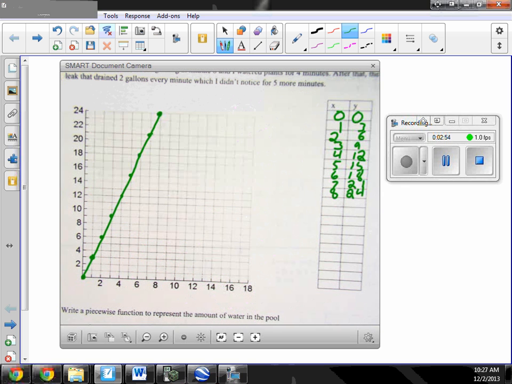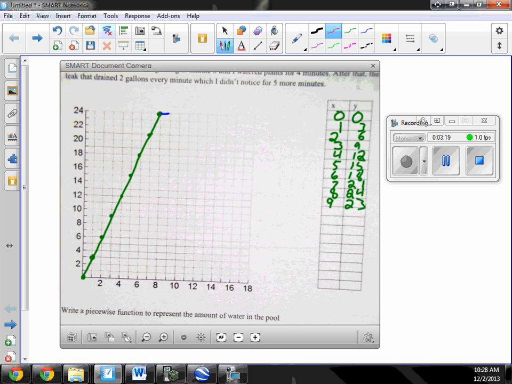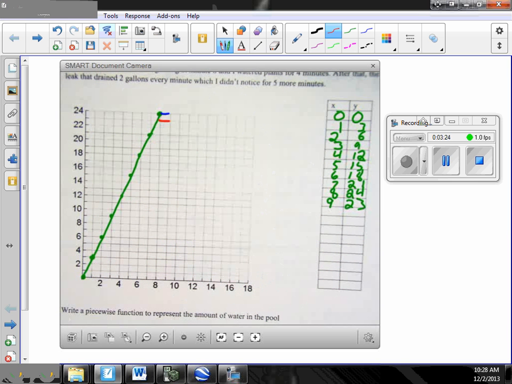1 gallon every minute. Now, do I take that gallon out at the beginning of the minute or at the end of the minute? So what I'm asking is, we know it's going to be 9, 23, right? The question is, is it going to look like that, like the blue line, or is it going to look like the red line? What do you think? Red or blue? Red or blue?